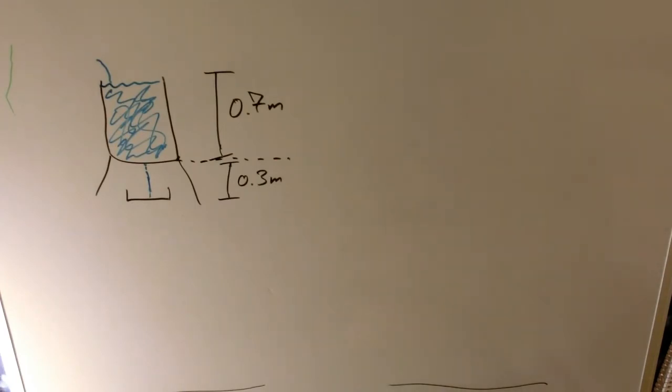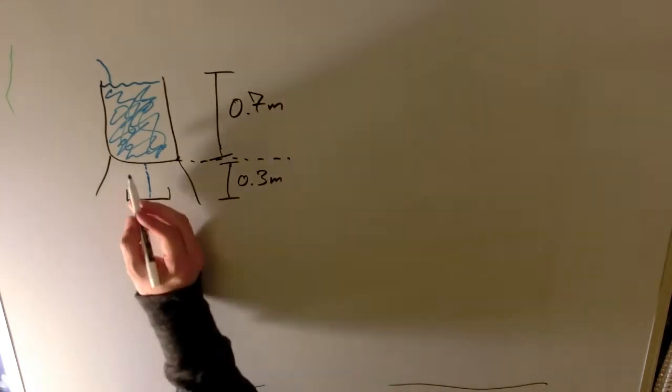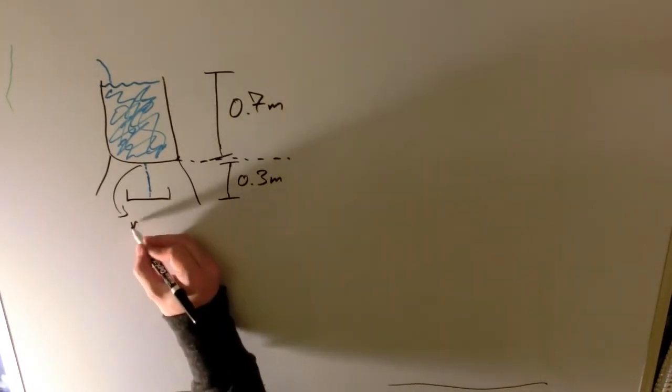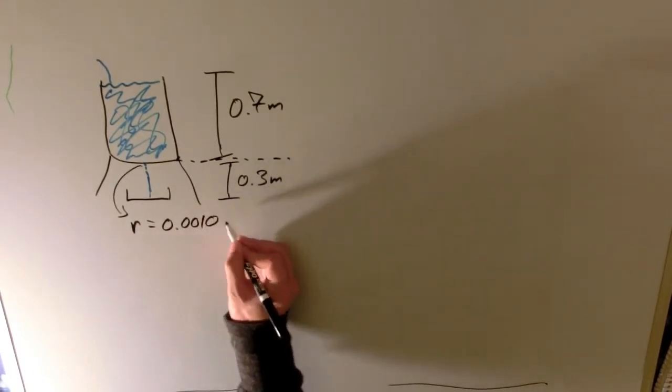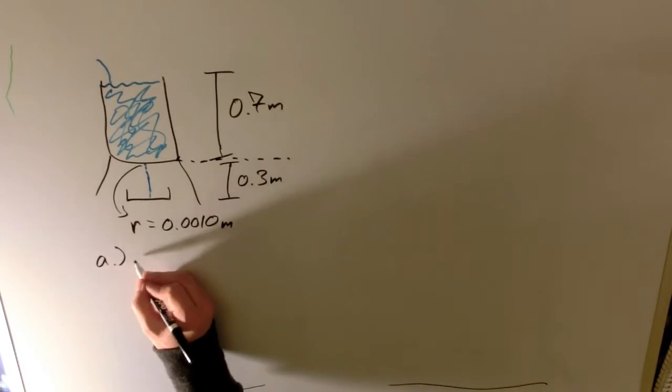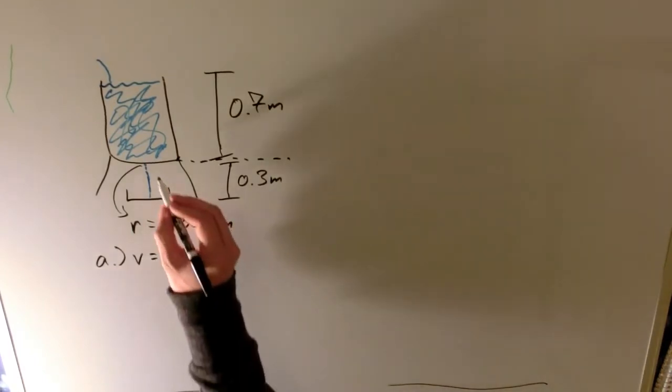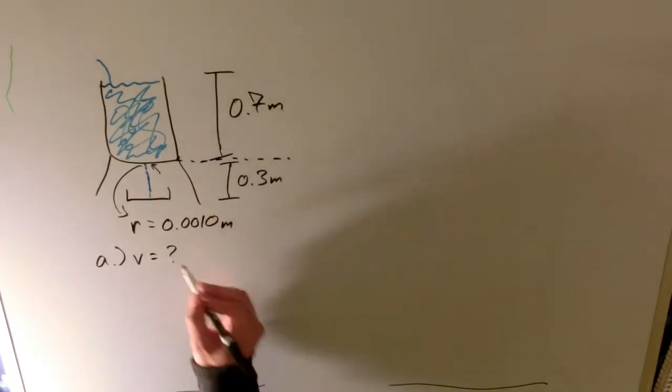Now there are a couple of things that I want to know about this. First thing I'm going to tell you is the radius of our hole that the water's falling through is 0.0010 meters. In other words, about 1 millimeter. The first thing I want to find is the velocity of the water right there.